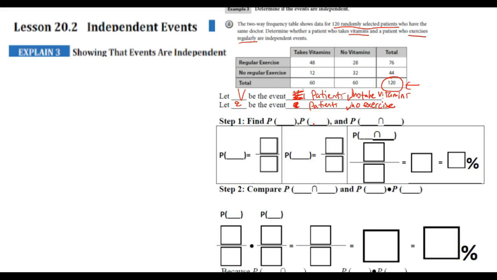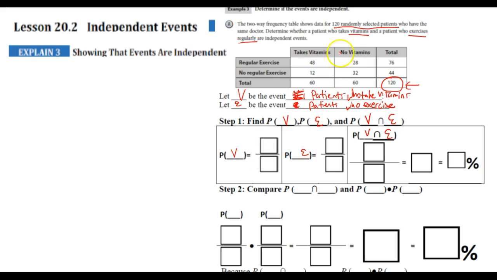So what we're going to do first is find a couple of things. We're going to find the probability of vitamins, patients who take vitamins, patients who exercise regularly, and then last but not least, those who take vitamins and also exercise. So let's go ahead and fill in these spaces so that we know what we're finding. We're going to look at our table for these things, okay?